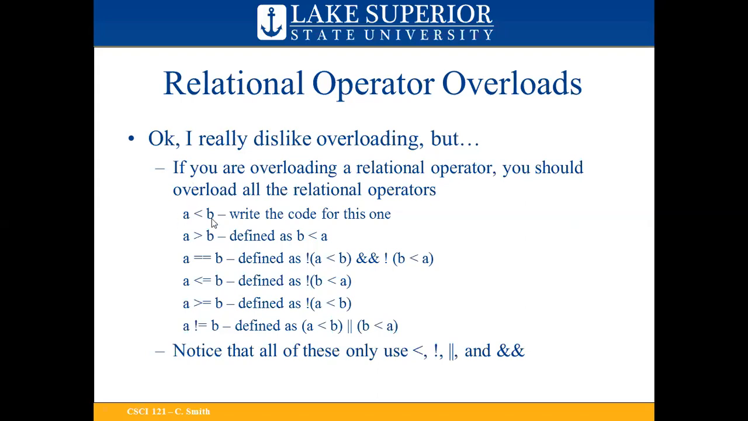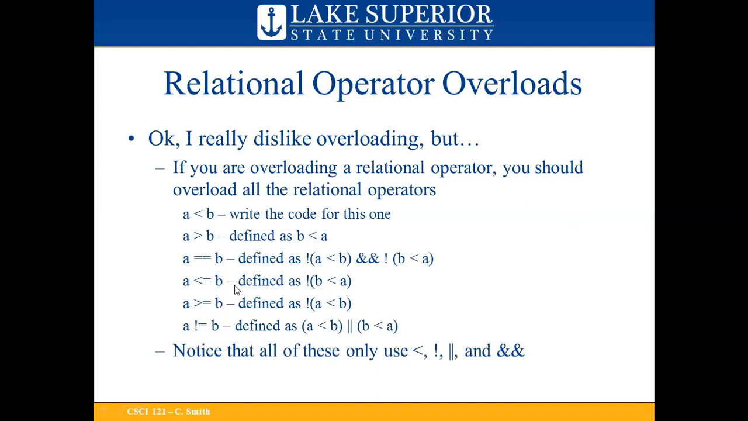So if I want A less than B, okay, I write the code for that. If I want A greater than B, that's the same as B less than A. So I use the less than to create this. A is equal to B. Well, that's not A less than B and not B less than A. So I can redefine equal to using Boolean algebra as this much more complex Boolean expression, but it only uses the less than.